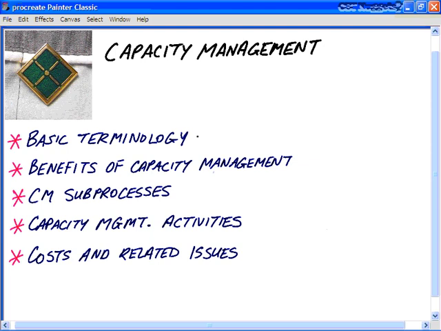In this ITIL version 3 Nugget movie on capacity management, we covered 5 key areas. First of all, we explored some basic terminology. Then, the benefits of capacity management, as well as the goals. We looked at the 3 main capacity management sub-processes: business capacity management, service capacity management, and resource capacity management. We also looked at the 9 capacity management activities, which include developing the plan, modeling, application sizing, monitoring, analysis, tuning, implementation, demand management, and of course, populating the capacity database. And then finally, we looked at some cost of capacity management and related issues.